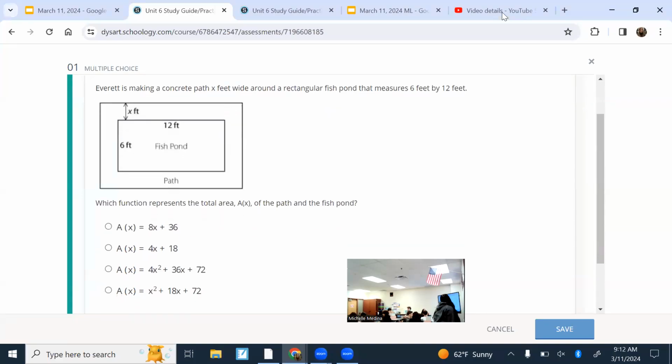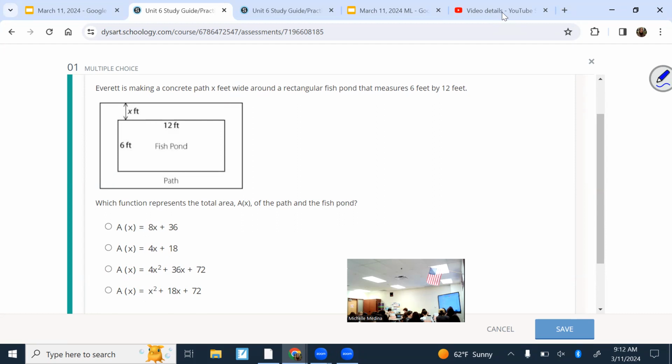So number one on the Illuminate. Everett's making a concrete path X feet wide around a rectangular fish pond that measures 6 by 12. Which function represents the total area of the path and the fish pond? So this whole big rectangle, essentially, we want the area of.